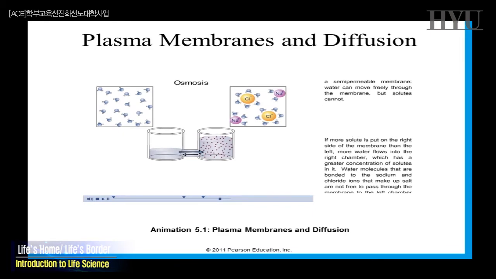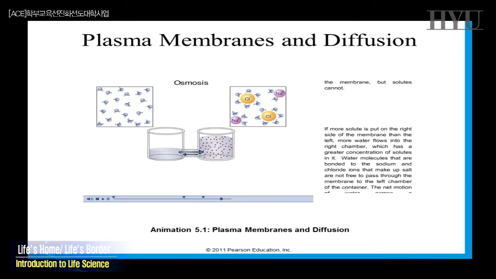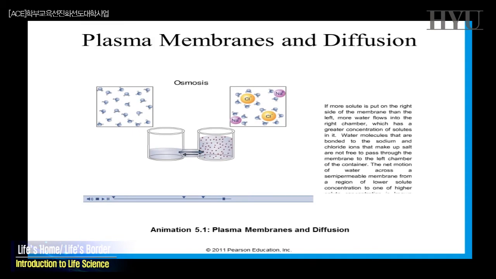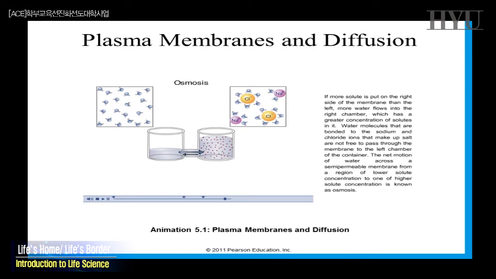Water molecules that are bonded to the sodium and chloride ions that make up salt are not free to pass through the membrane to the left chamber of the container. The net motion of water across a semi-permeable membrane from a region of lower solute concentration to one of higher solute concentration is known as osmosis.